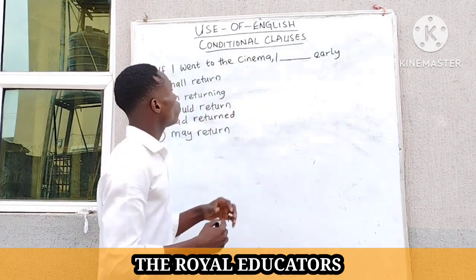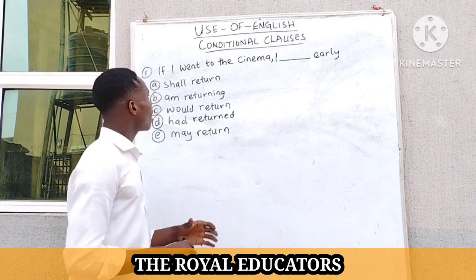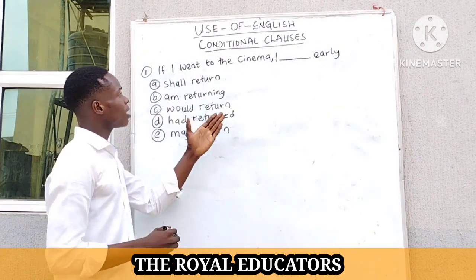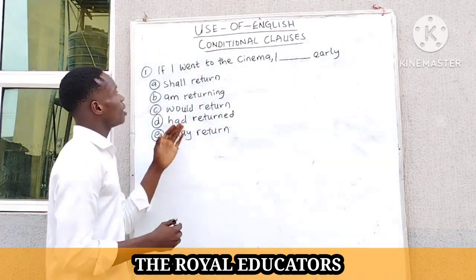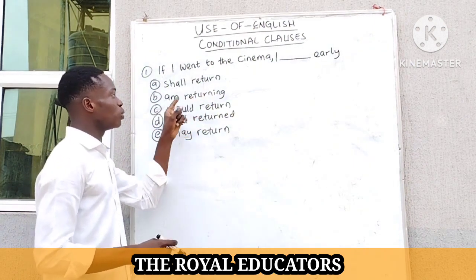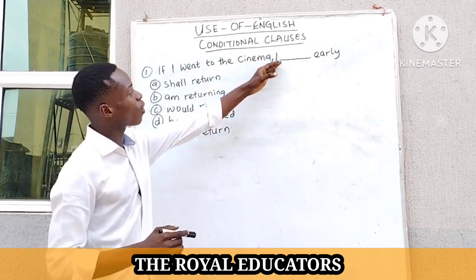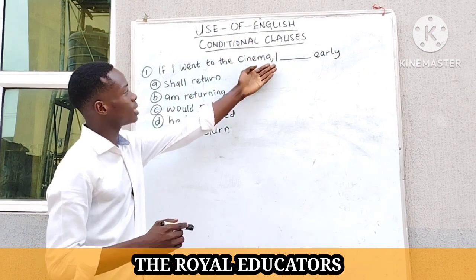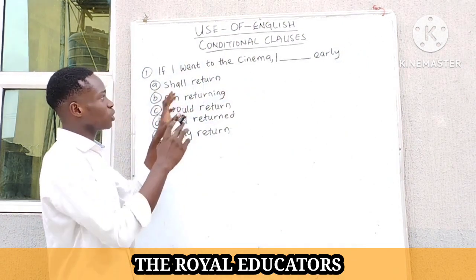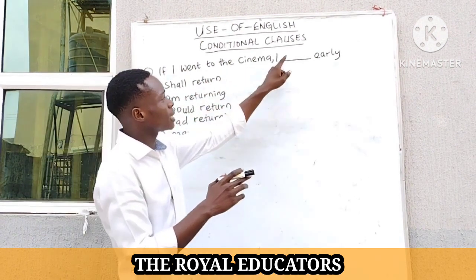We have here, if I went to the cinema, I dash early. And looking at the options we have, if I went to the cinema, I shall return early. If I went to the cinema, I am returning early. Now, it's not applicable to this second one. Yes, some persons might think of the rule of concord, which says that I should go with am. You won't follow that. Why? Because we are looking at conditional clauses where the verb in the first clause is in the past tense. So we should get a verb in the past tense in the second clause too.